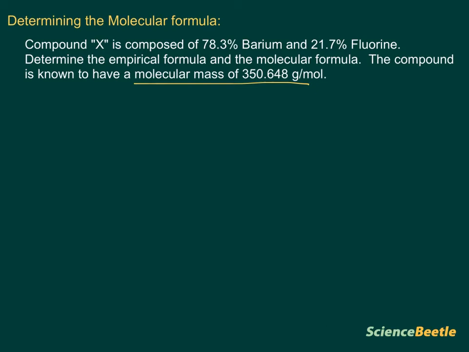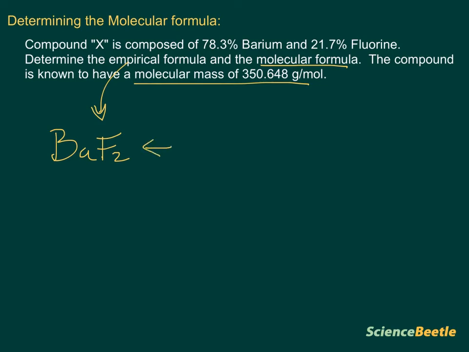Now, in order to go through this process, we need to do the entire problem. The previous video showed you how to do this, so I'm not going to spend too much time on it, except to give you the overall formula from that problem. What we found out from that video is that the empirical formula wound up being BaF2. Now, to figure out the molecular formula, we need to know the empirical mass, in other words, the mass of the empirical formula.